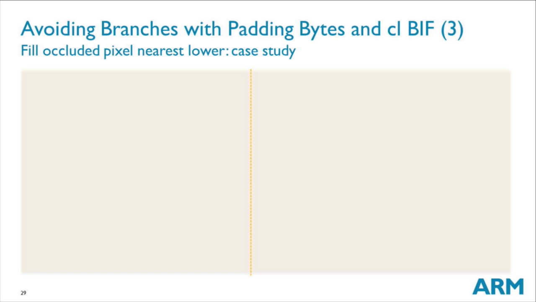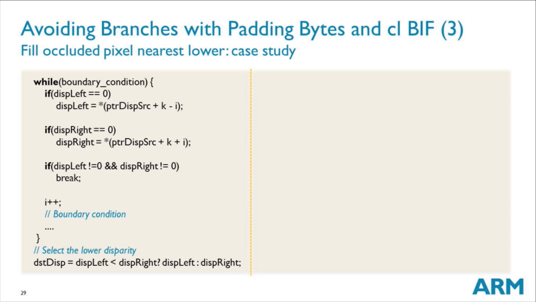Okay, let's start to see a very naive approach. We have a while loop for looking for the nearest valid disparity. We have 3 different conditions, 2 for looking for the nearest valid disparity on the left and right side, and 1 for breaking the while loop. When we break the while loop, basically we need to select the lower disparity with the ternary operator. So if the disparity left is greater than the disparity right, we need to select the disparity right as a good disparity.